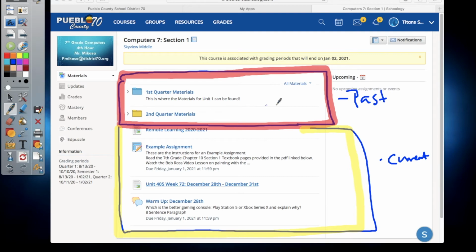Once again, the folders hold your guys' past information. Anything outside the folders is what's current for that week. And I leave it up there until the end of the week. I then put it within your guys' folders when the week ends, and I put the next week's curriculum up, okay? So that way there is no confusion about that.